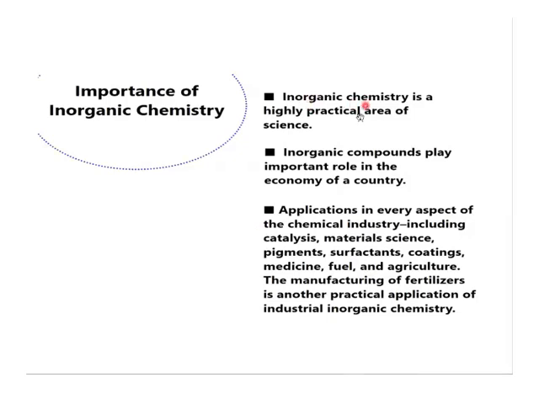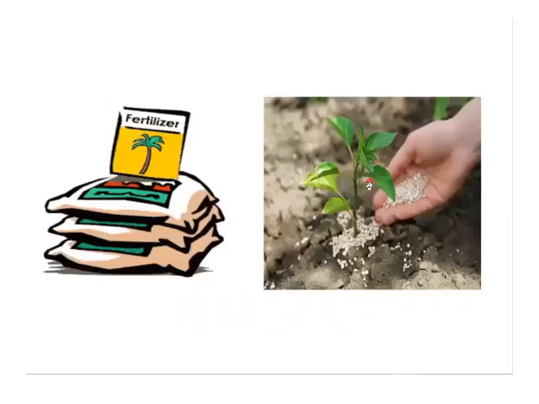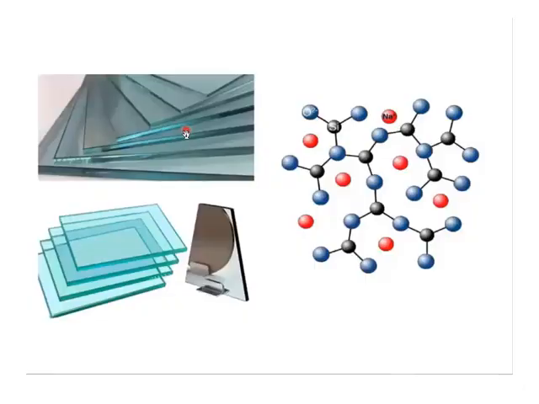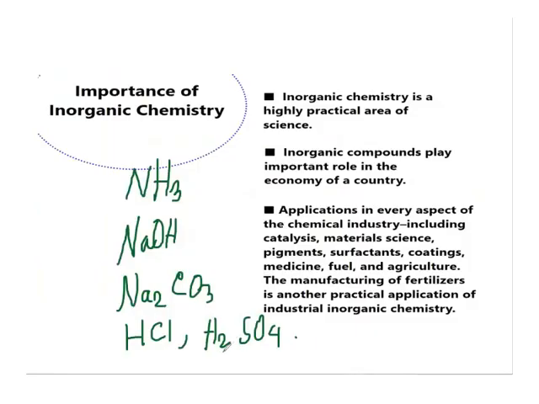Inorganic chemistry is a highly practical area in science. Most paints contain pigments, and pigments are inorganic because they do not contain any carbon. Inorganic compounds are used to produce fertilizer. Glass contains no carbon, only silicon and oxygen. So glass is not an organic compound, it is inorganic. Cement is also inorganic.